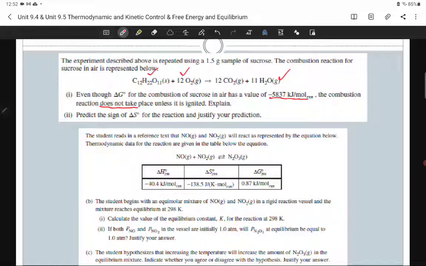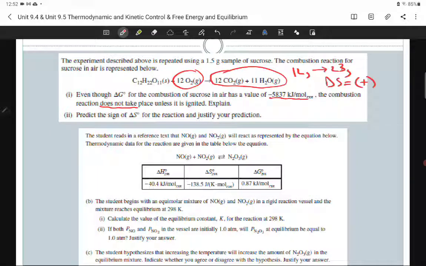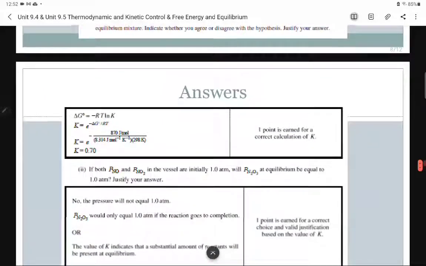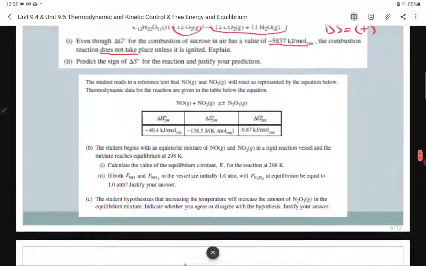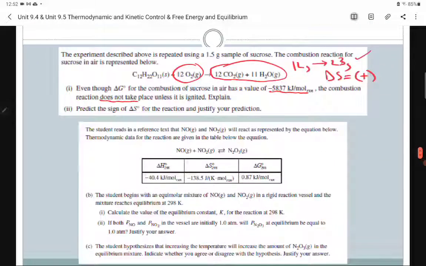Part 2. Predict the sign of delta S. Well, I think the easiest thing to do would be to just look at our gases. We have 12 gases going to 23 gases. That's becoming a lot more disorderly. So in my opinion, delta S is going to be significantly positive. And I think that will be enough justification. Let's double check. You know what, I don't think I have those answers. No, I don't have those answers, but take my word for it.